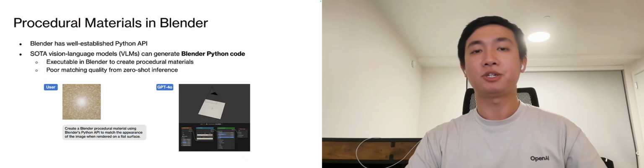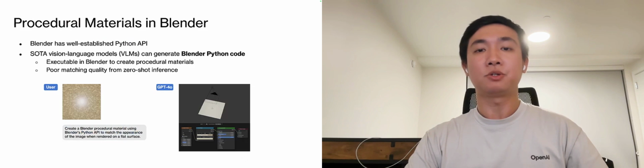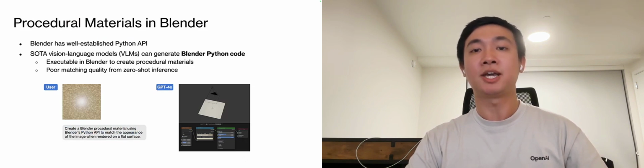Blender has a well-established Python API, so we can produce these node graphs by writing Python code. But this is a tedious job even for professional artists. Current state-of-the-art vision language models like GPT-4o can generate Blender Python code given an image prompt, but the results match poorly against the input image due to the lack of relevant training data in their stack.